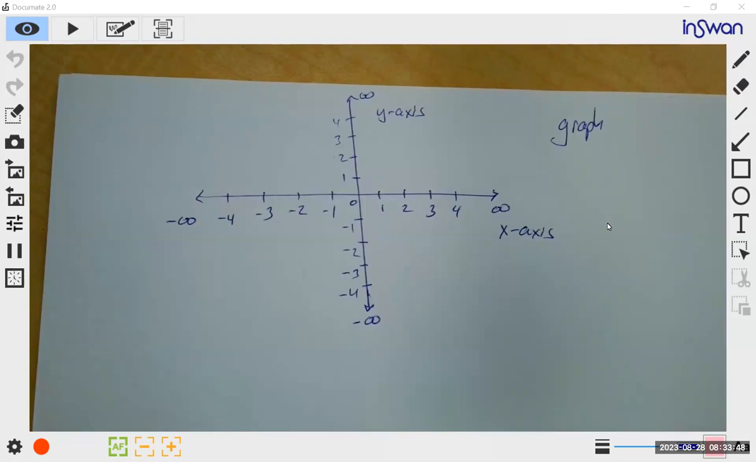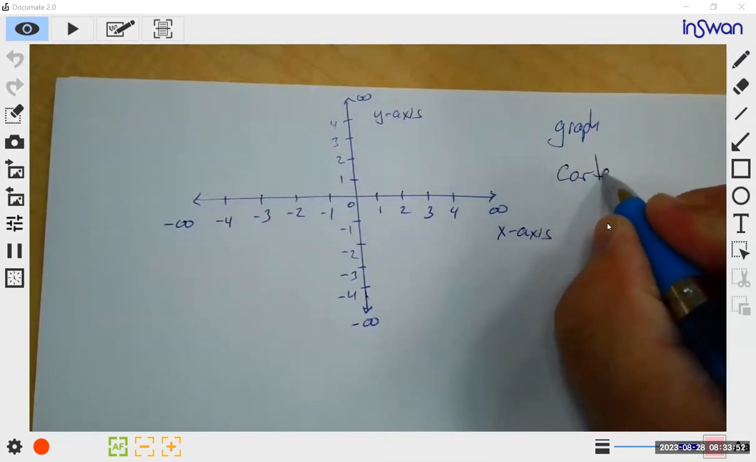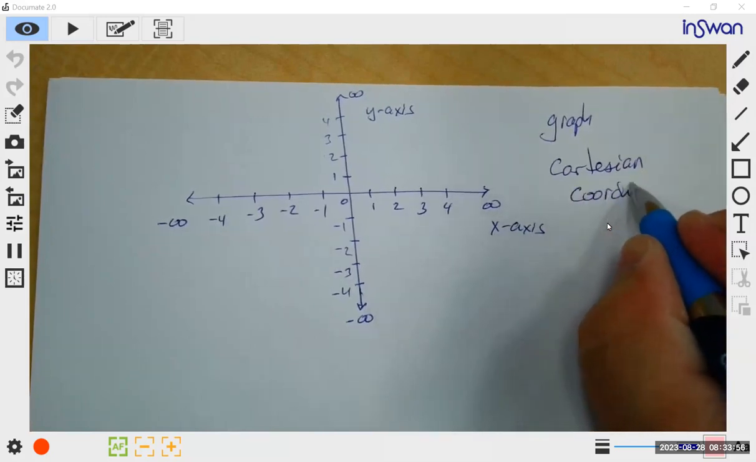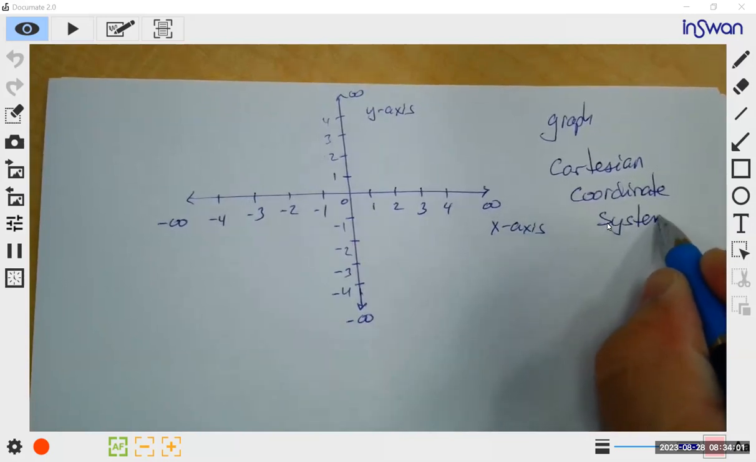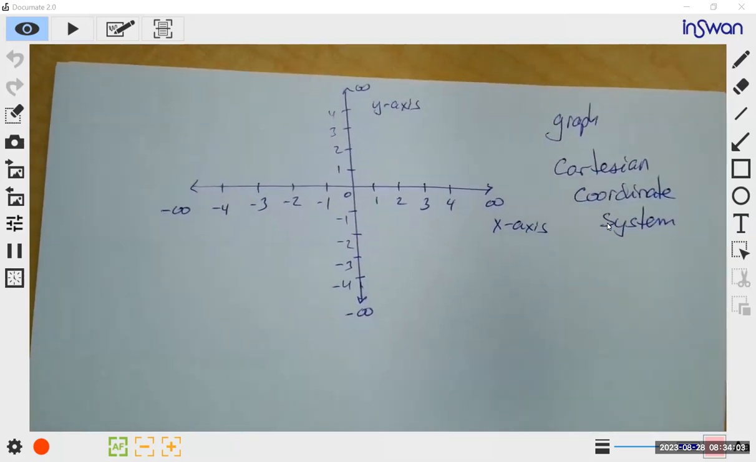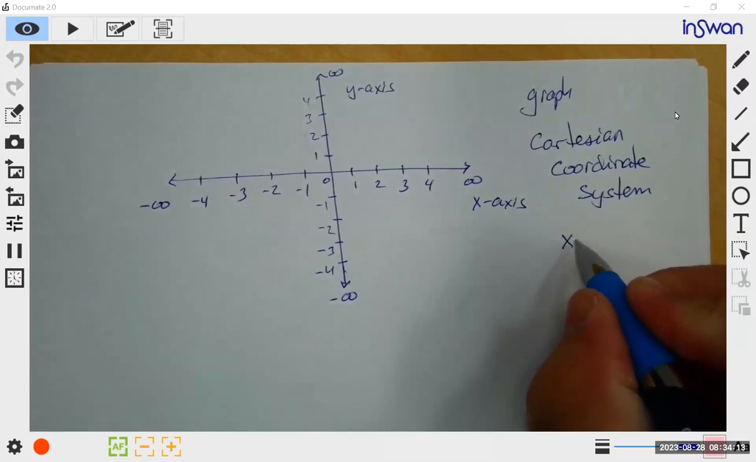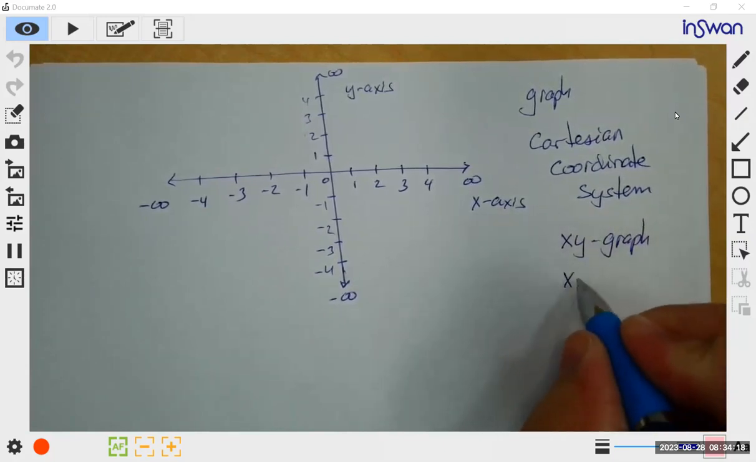We don't call it a graph. It's actually called this. A Cartesian coordinate system. It's called a Cartesian coordinate system, or some call it the XY graph or XY chart.